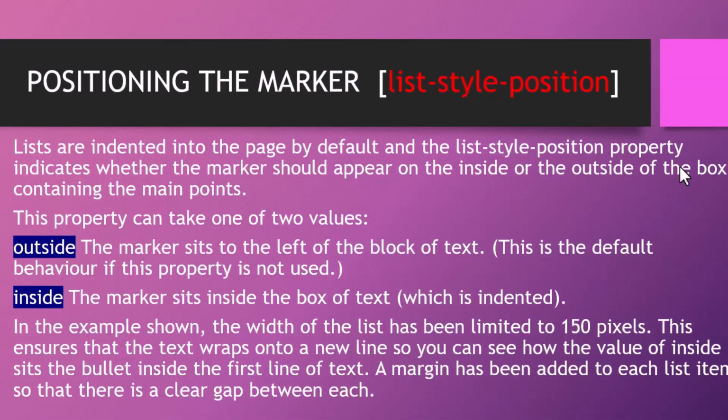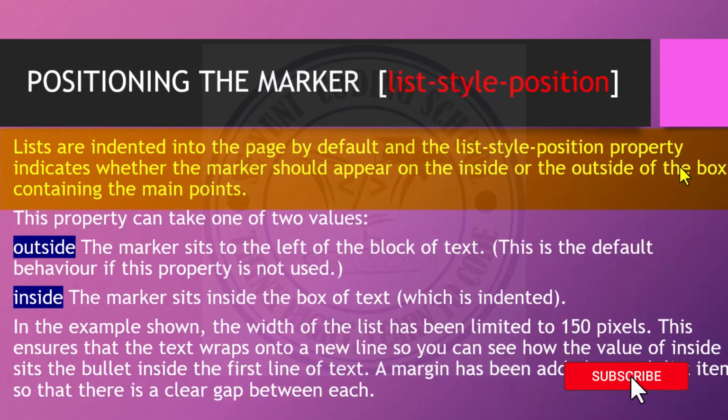Now the next thing we are going to look at is positioning the marker. In this we are going to look at the list-style-position property. Lists are indented into the page by default, and the list-style-position property indicates whether the marker should appear on the inside or outside of the box containing the main point. This property can take one of two values, either outside or inside.